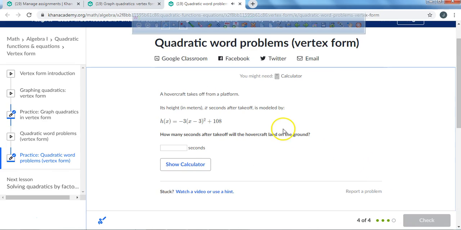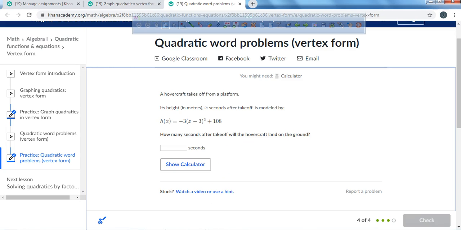Let's do one more. It says a hovercraft takes off from a platform. That means it's going to be above the ground. Its height is measured right here in meters, x seconds after takeoff is right here. It says how many seconds after takeoff will the hovercraft land on the ground?